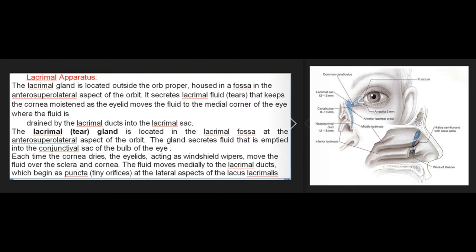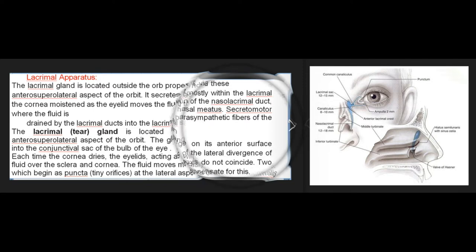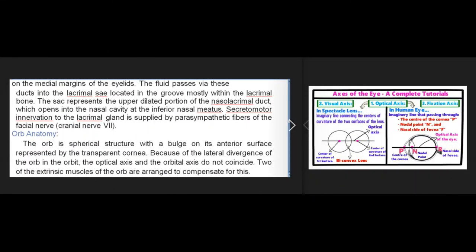The fluid moves medially to the lacrimal ducts, which begin as puncta, tiny orifices, at the lateral aspects of the lacus lacrimalis on the medial margins of the eyelids. The fluid passes via these ducts into the lacrimal sac located in the groove mostly within the lacrimal bone. The sac represents the upper dilated portion of the nasolacrimal duct, which opens into the nasal cavity at the inferior nasal meatus. Secretomotor innervation to the lacrimal gland is supplied by parasympathetic fibers of the facial nerve, cranial nerve 7.